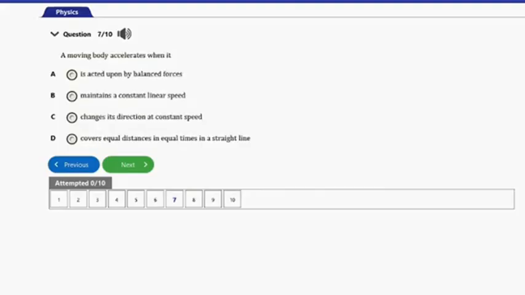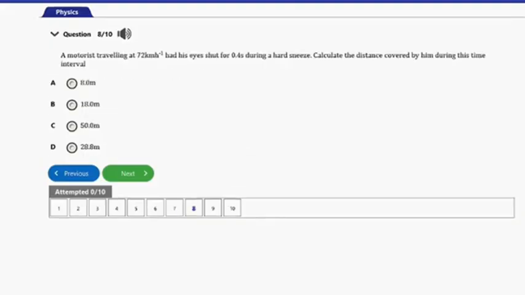It says, a moving body accelerates when its A, is acted upon by balanced forces, B, maintains a constant linear speed, C, changes its direction at constant speed, D, covers equal distance in equal times in a straight line. So guys, the answer to this question is option C. A moving body accelerates when it changes its direction at constant speed. So that's it for this question. Let's go ahead and consider the next question, guys.